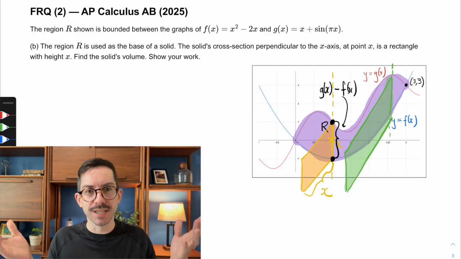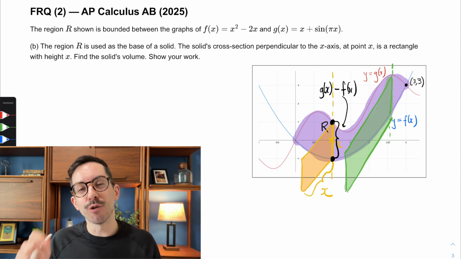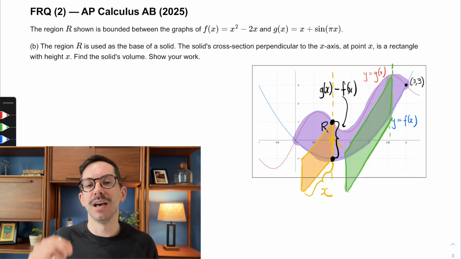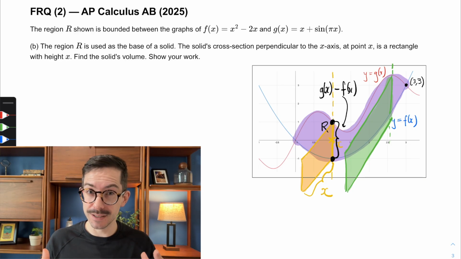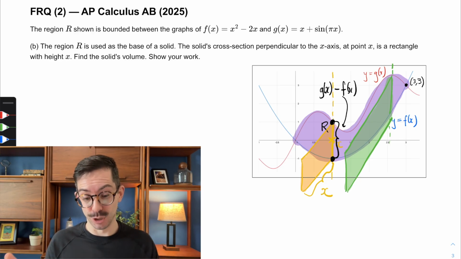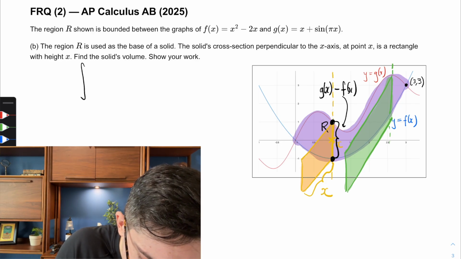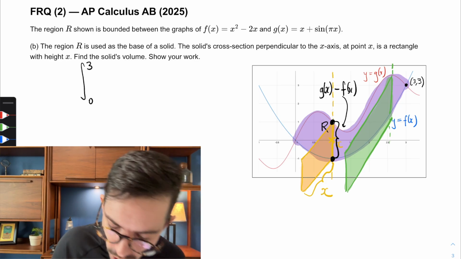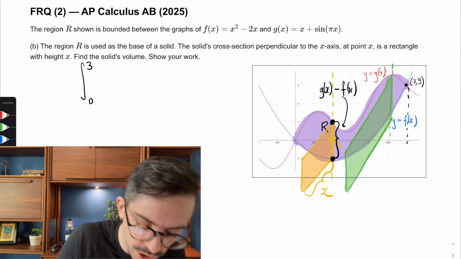Why am I so interested in the size of these rectangles? Well, the way into this problem is we're going to remember that we can calculate a volume as an accumulation of cross-sections, of areas, and that is just another way of saying calculate a definite integral. So here, we're going to calculate from 0 up to, again, 3 over here. That's the extent of the region R.